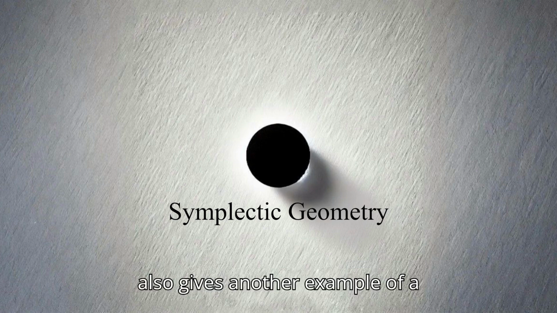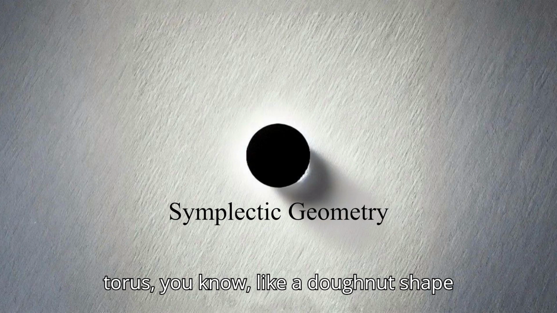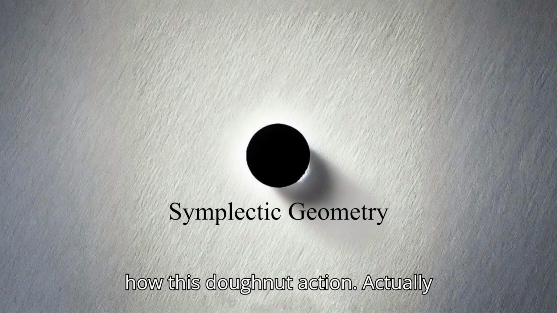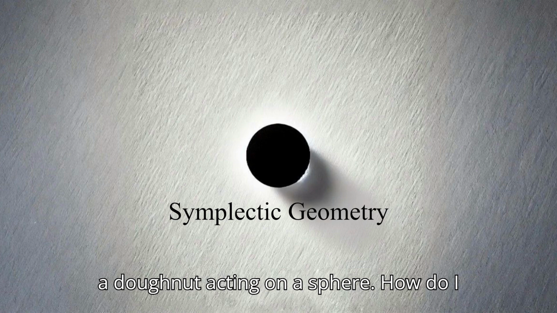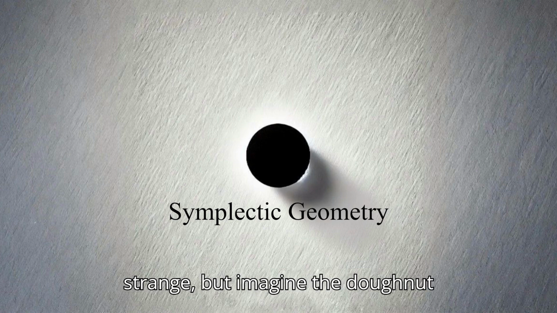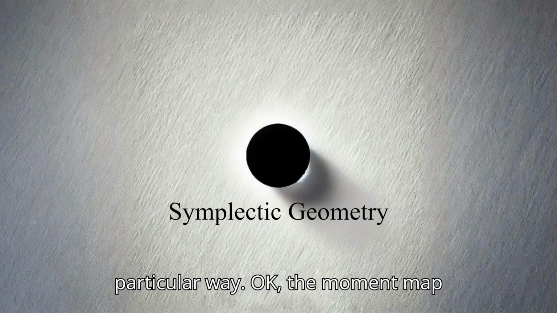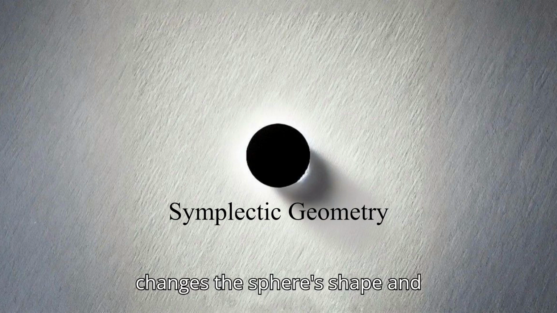LSG.pdf also gives another example of a torus, like a donut shape, acting on a sphere. The moment map shows how this donut action actually affects the geometry of the sphere. Wait, a donut acting on a sphere? How do I even picture that? I know it sounds strange, but imagine the donut rotating around the sphere in a particular way. The moment map basically captures how this rotation changes the sphere's shape and properties.